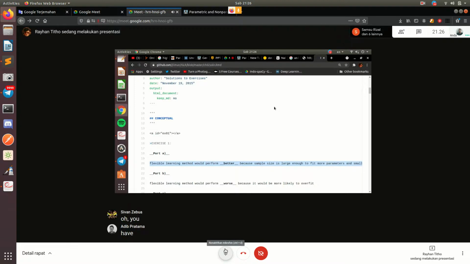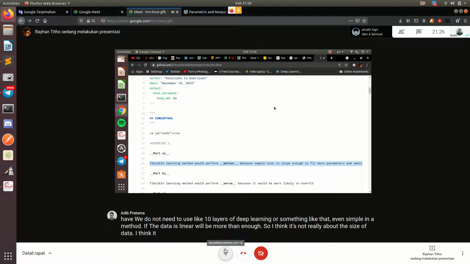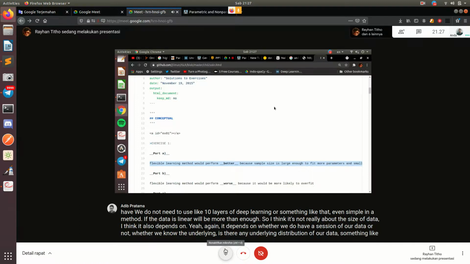We do not need to use 10 layers of deep learning. Even a simple linear method, if the data is linear, will be more than enough. So I think it's not really about the size of data. It depends on whether we have assumptions about the underlying distribution of our data.